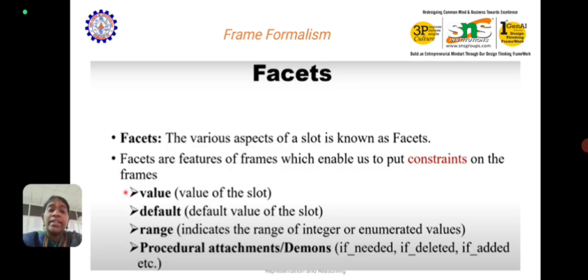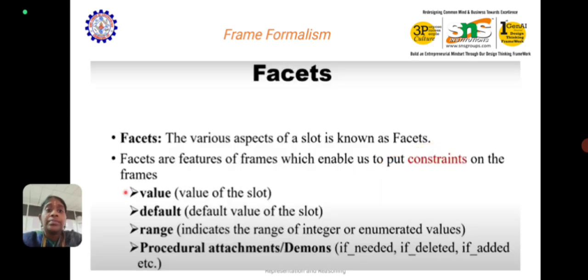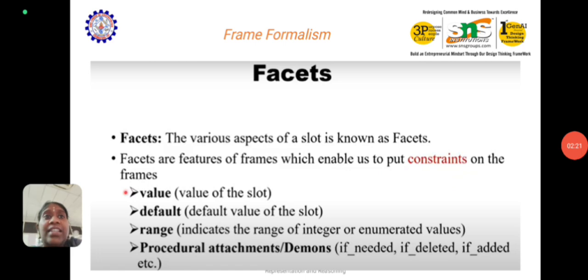Facets are the various aspects of slots. We already saw that slots are the attributes or properties of the object. Here, the aspects of slots are known as facets. Facets are the feature of frames which enable us to put constraints on the frames. A facet is extra information about the slot, kind of like metadata for the slot. It gives more details about how the slot should be used, its constraints or behaviors.